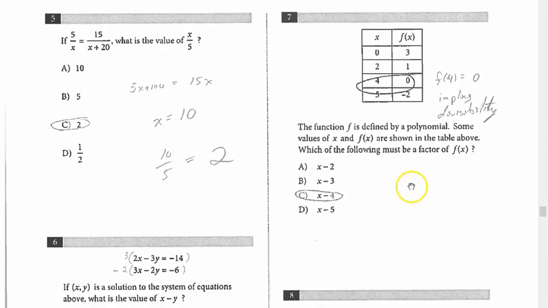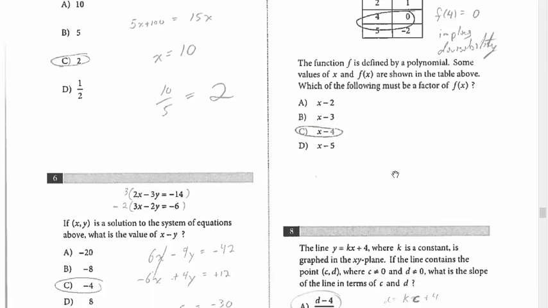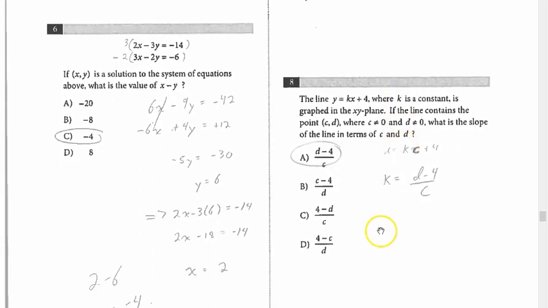For question 7, the function is defined by a polynomial. Some values of x and f of x are shown in the table. Which of the following must be a factor? Going back to what we learned in advanced algebra, if for a value of x I have a 0 in my f of x or my y column, that implies it's divisible. So if 4 is a 0, that means it's divisible by the term x minus 4. So just working backwards like we did in advanced algebra. Moving on to question 8.